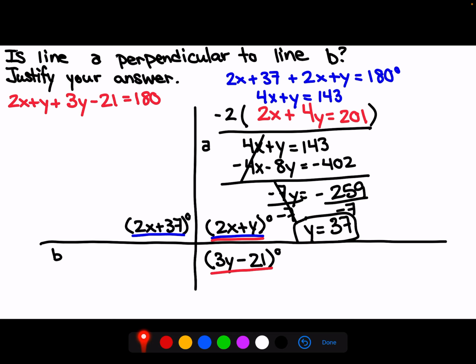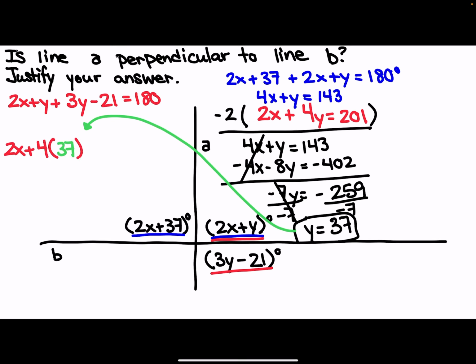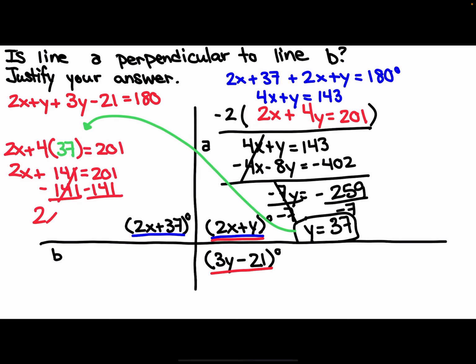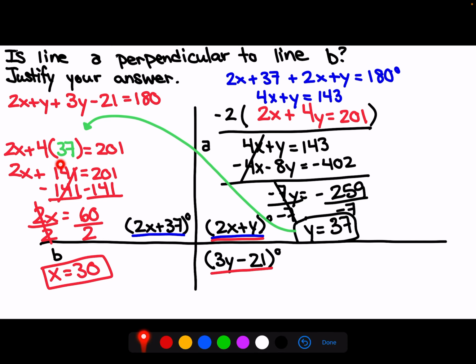From here, I can go ahead and plug back into either of the two original problems and solve for x. So I'm going to go ahead and plug it into the red equation here and then solve for x from there. So this will give me 2x plus 4 times 37 equals 201. 4 times 37 will give me 148. So 2x plus 148 equals 201. Subtracting 148 from both sides, we get 2x equals 60. Lastly, dividing both sides by 2, we get x equals 30.